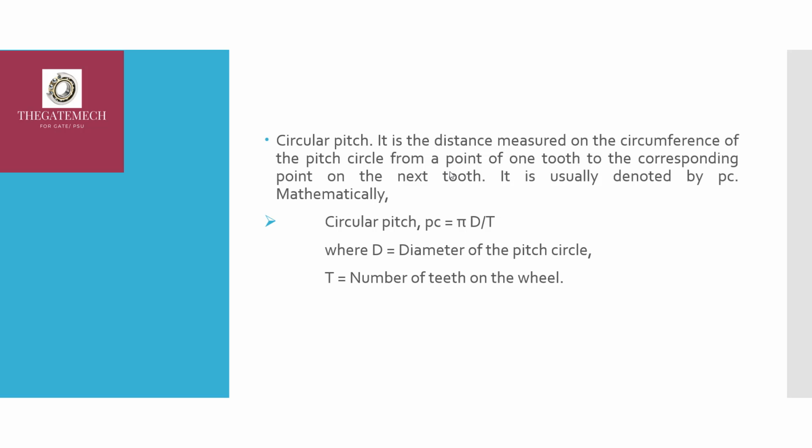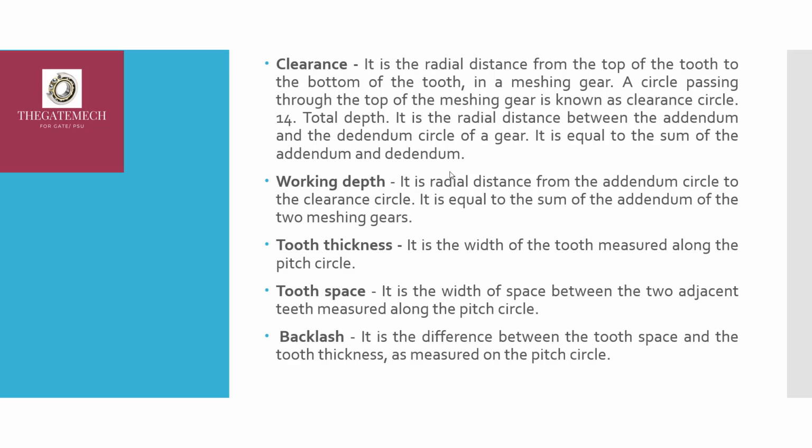The next term is circular pitch. It is the distance measured on the circumference of the pitch circle from a point on one tooth to the corresponding point on the next tooth. It is usually denoted by Pc. So Pc is equal to pi d by t, where d is the diameter of the pitch circle and t is the number of teeth on the wheel.